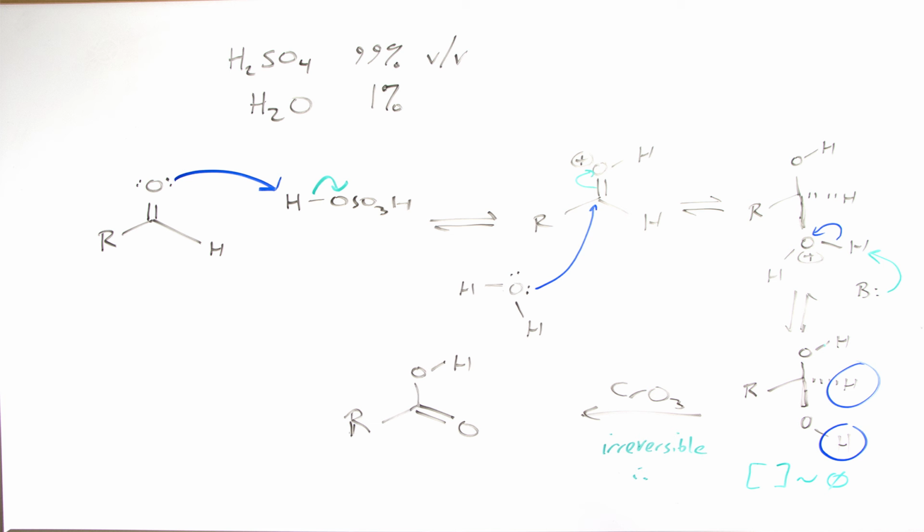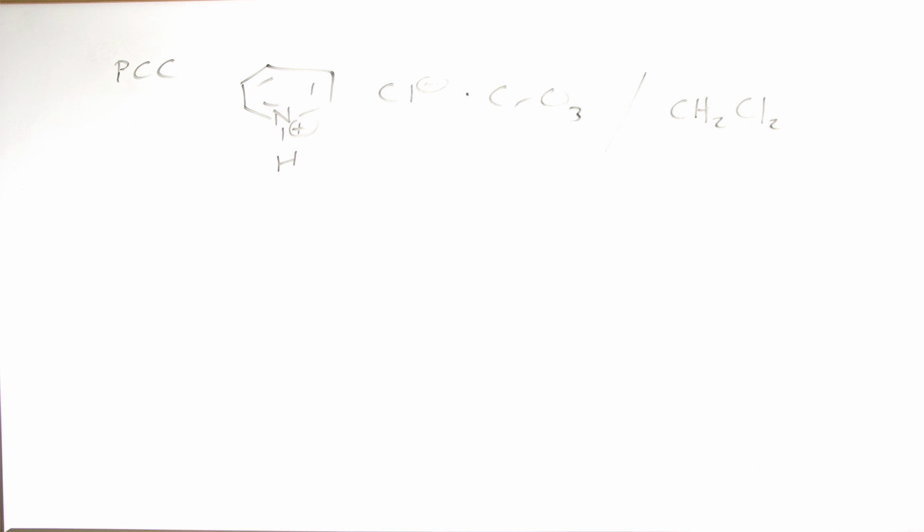Okay. So with that said, how does PCC work? More precisely, let's add some detail to it. PCC, pyridinium chlorochromate, is used in dichloromethane, typically as a solvent. Because your acid is the salt of an organic base, PCC is a solid.